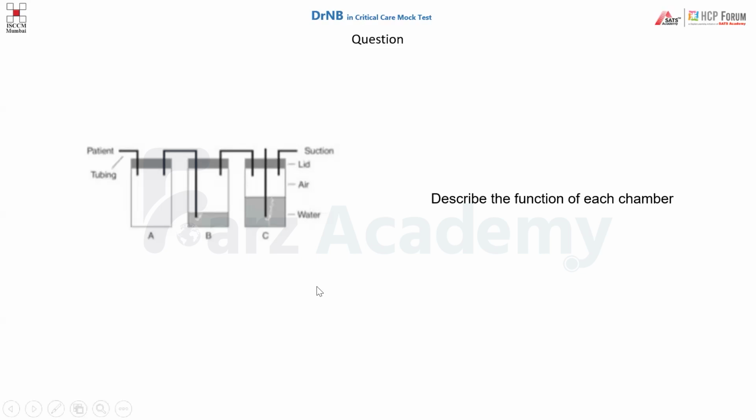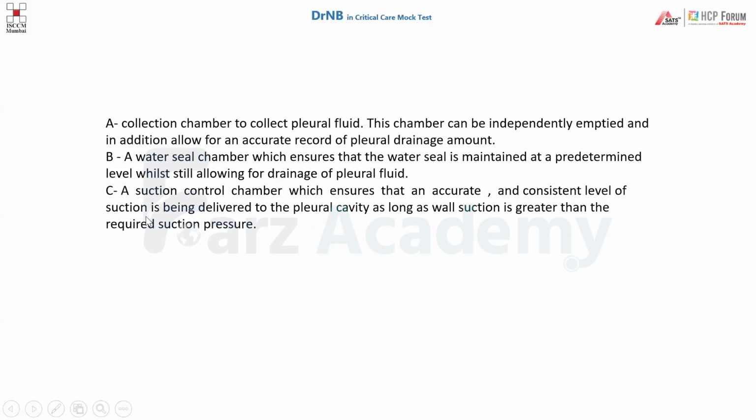Okay, as you said rightly. So basically, bottle A functions as a collection chamber, bottle B functions as the underwater seal, and bottle C controls the suction, which ensures an accurate and consistent level of suction being delivered to the pleural cavity. Okay, the suction should not be too much.